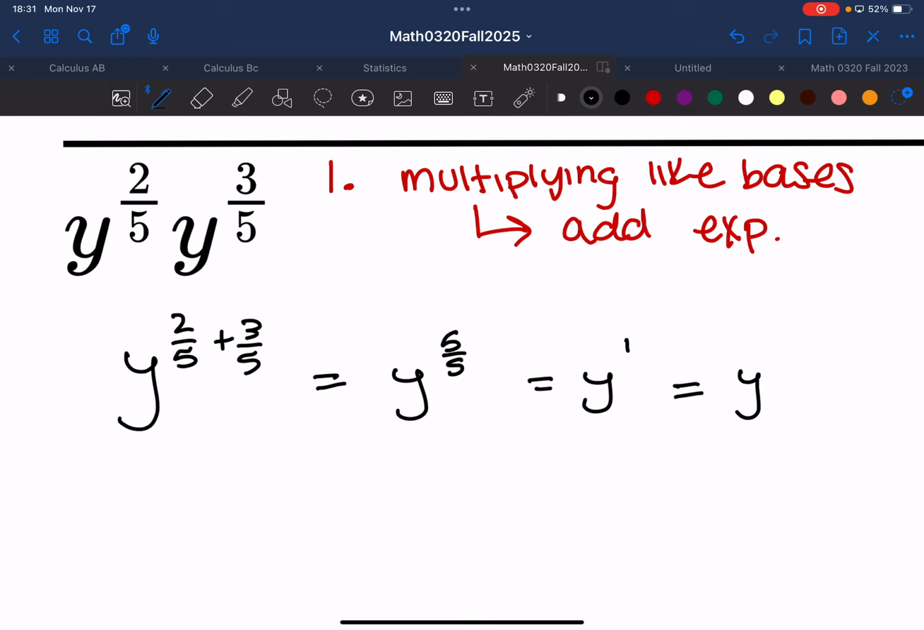So if you get a fraction where your numerator and your denominator are the same, it always reduces to 1. That's the same as saying 5 divided by 5. Well, that's 1.